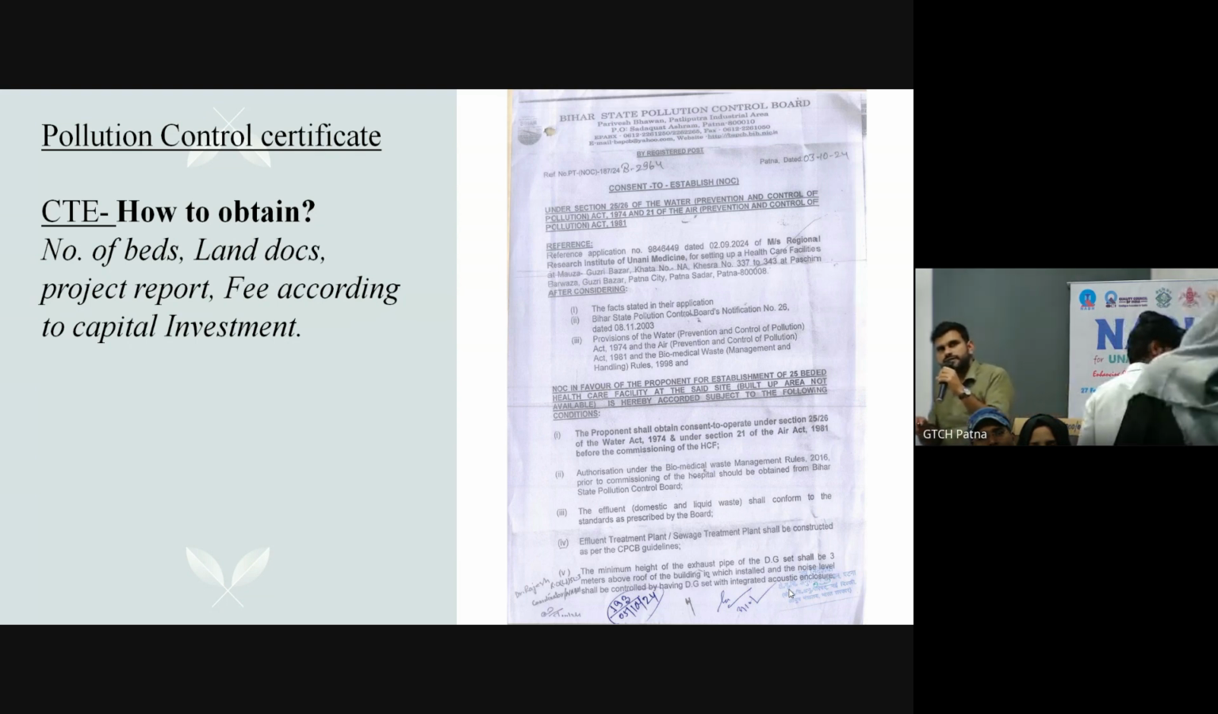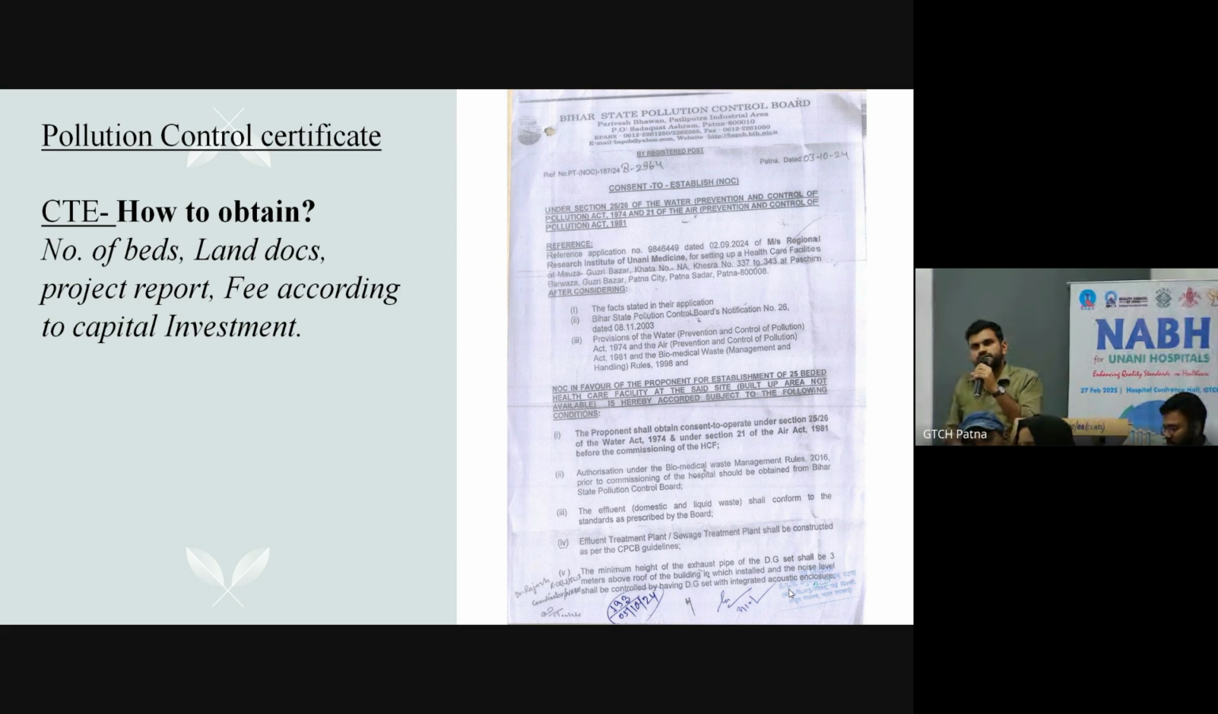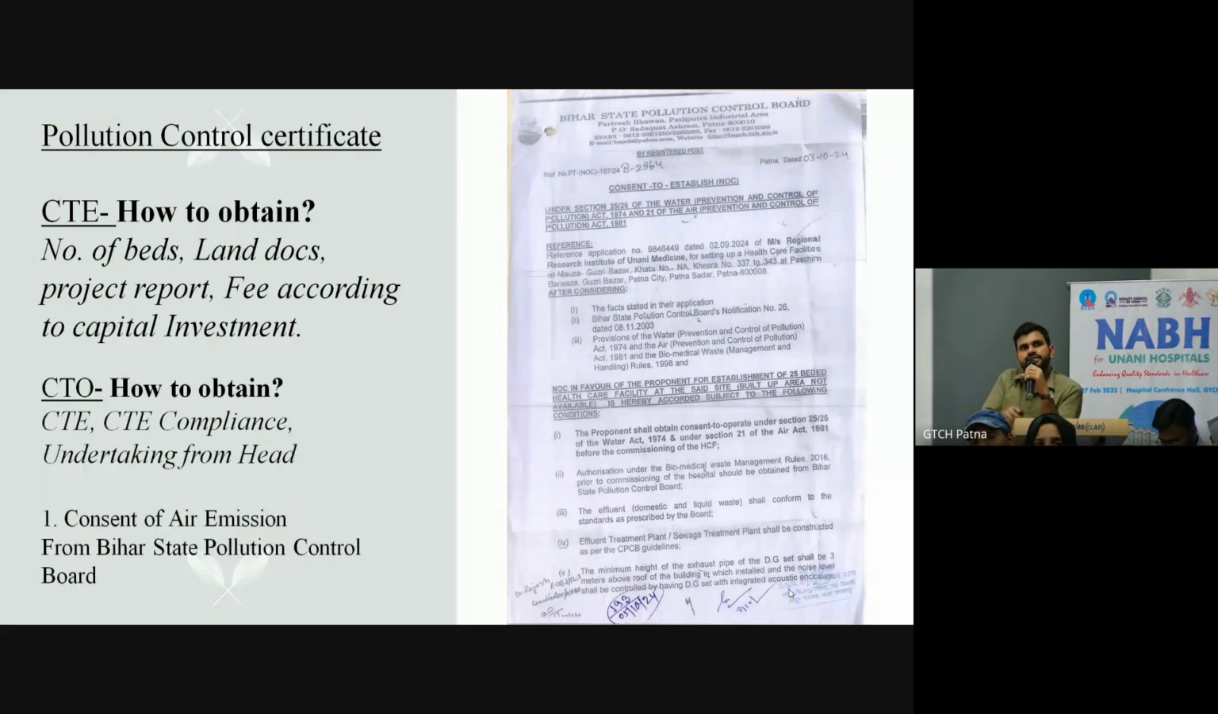First of all, this is the first step to get that CTE certificate. After that, they will give you guidelines mentioning these points. These points must be fulfilled. Another step, which I will explain later, is the CTO certificate. This is the CTE certificate, consent to establish, and next is the CTO certificate, consent to operate. Before operating, you need to fulfill these guidelines. And regarding this, next point is CTO and how to obtain it.